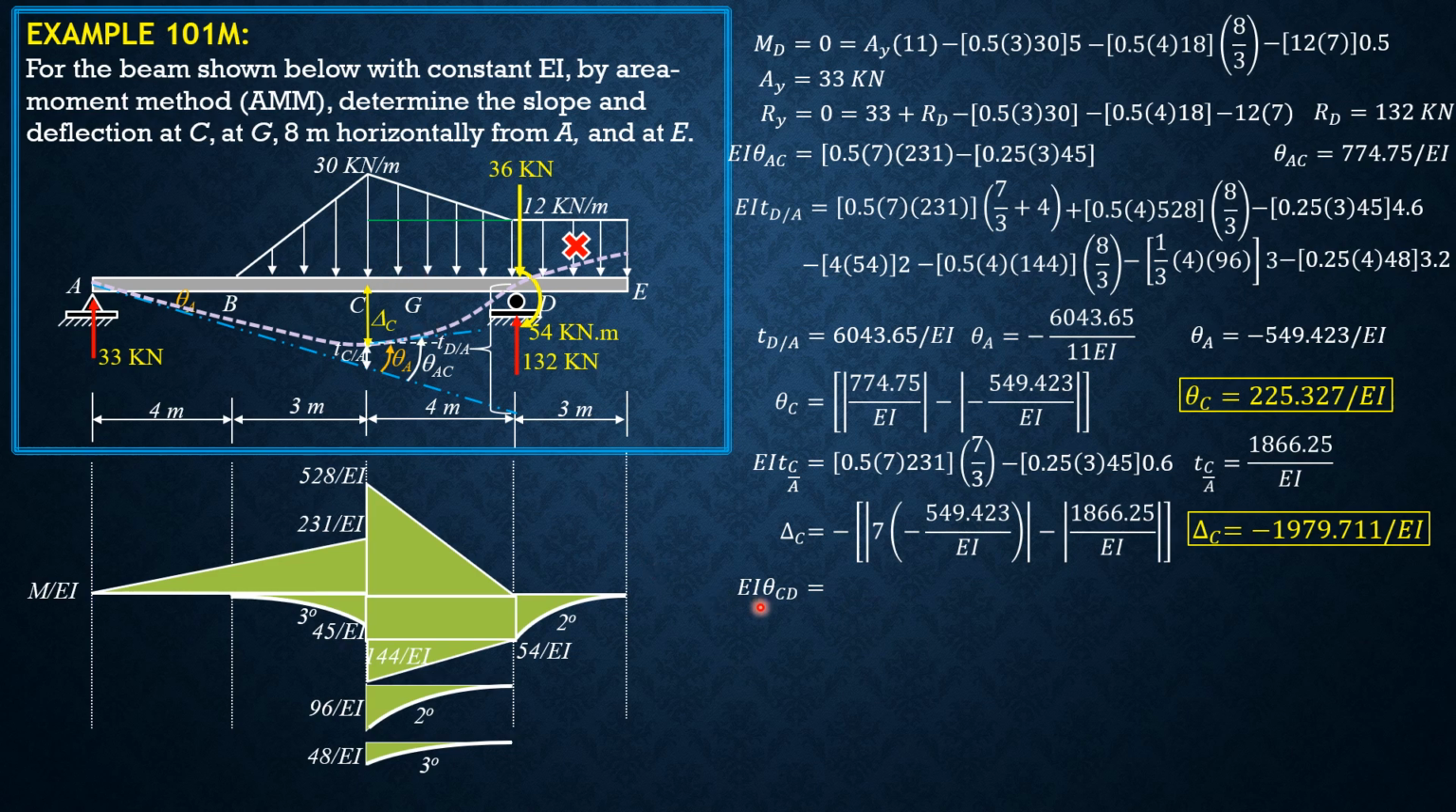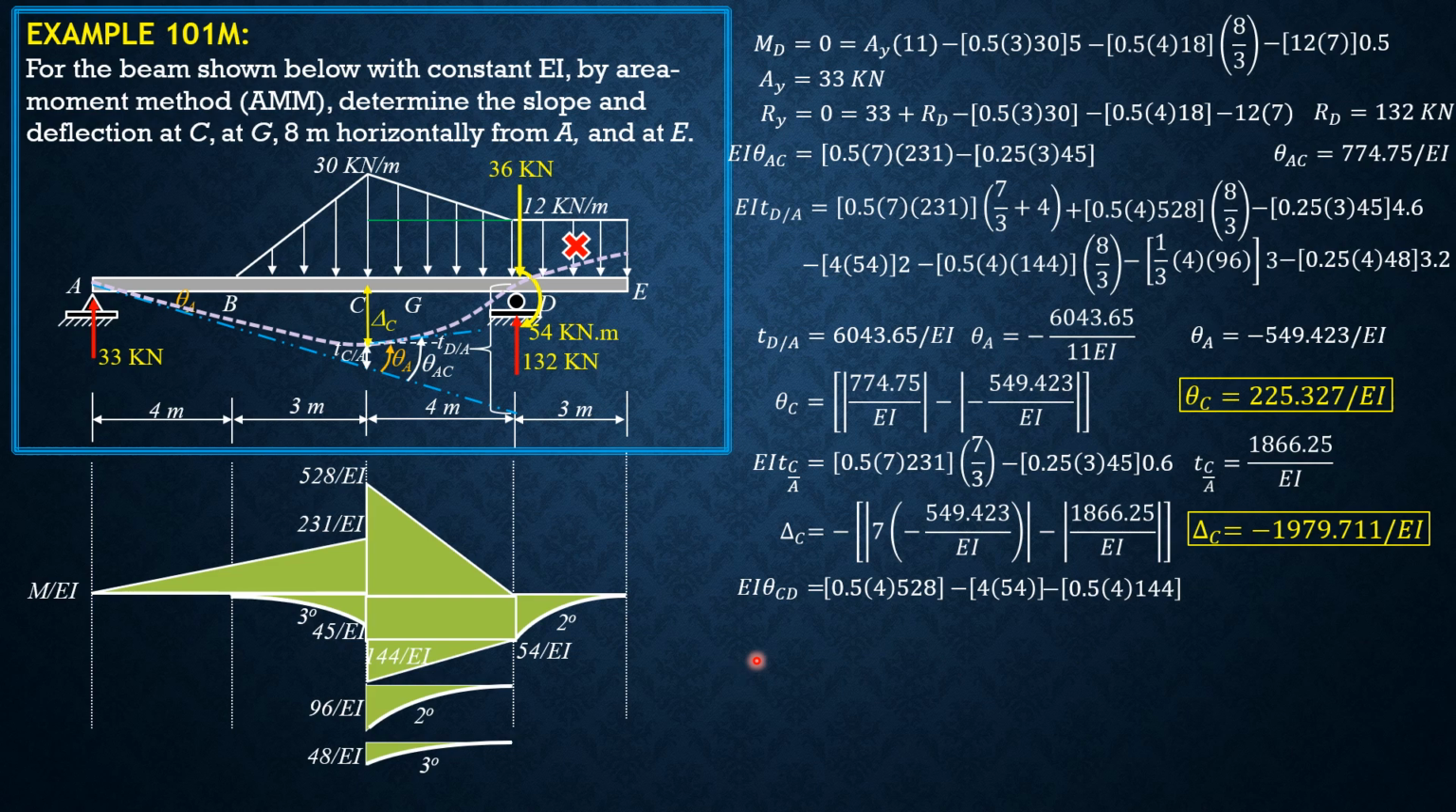So that's the area between C and D, this area here. Beginning with this positive area, 0.5 of 4 times 558, then minus 4 times 54, minus 1/2 or 0.5 of 4 times 144, then minus this area here, which is 1/3 of 4 times 96, then minus this area here, which is 1/4 or 0.25 of 4 times 48.